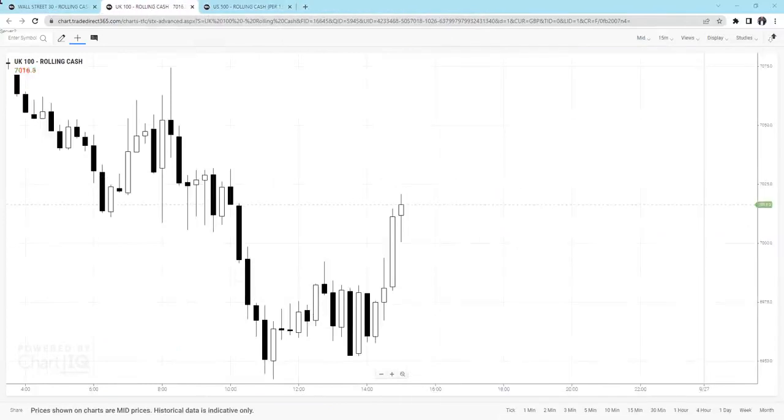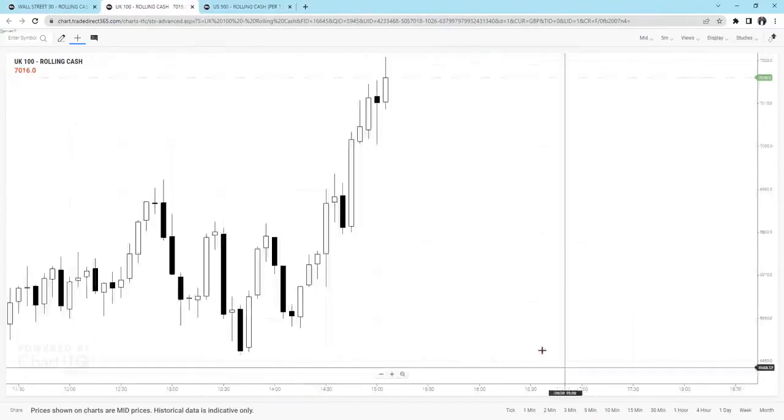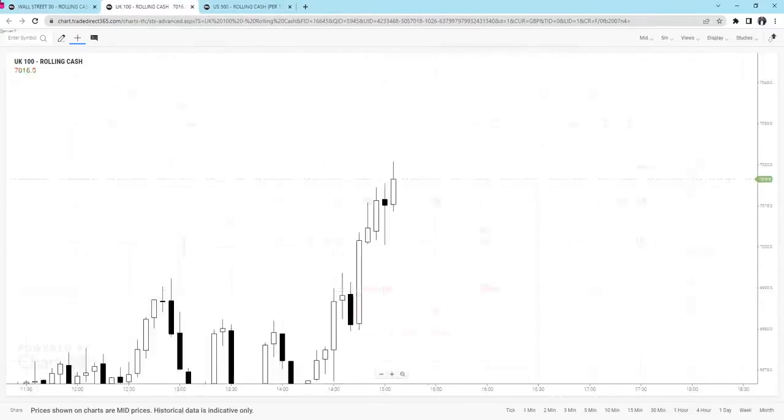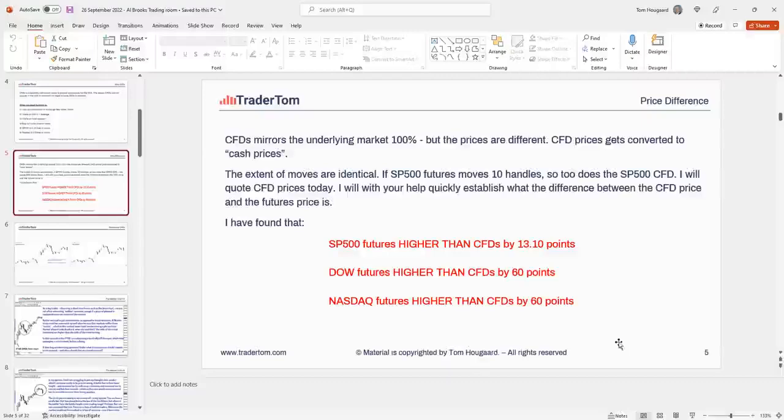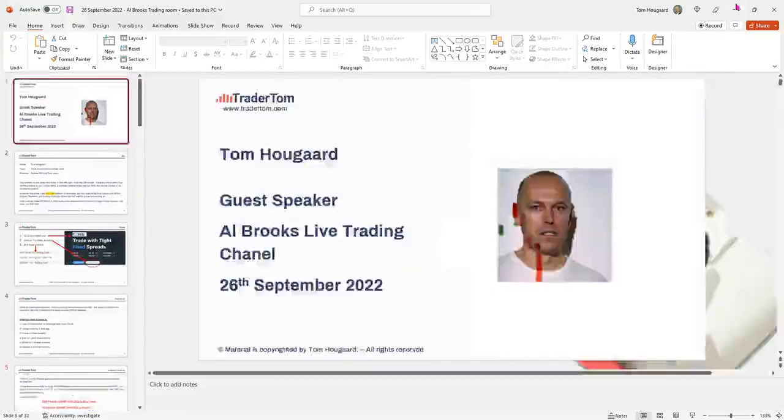I hope that in spite of us trading different instruments, that you're still able to get something out of this. If you want me to, I can just very quickly show you this again. So you will see your S&P 500 futures are 13 points higher than the S&P 500 product that I'm trading. And the Dow is 60 higher than the product I'm trading, and the Nasdaq is 60 higher than the product I'm trading. Okay? We can go through this education later.